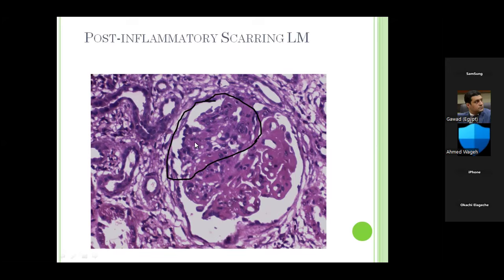Shows obliterated glomerular capillaries with adhesions to the Bowman capsule. So it's a scarring. It's a focal segmental glomerulosclerosis of the glomerulus. Half of it active and half of it chronic, for the same patient in the same glomerulus. So this is a post-inflammatory scarring. Okay.